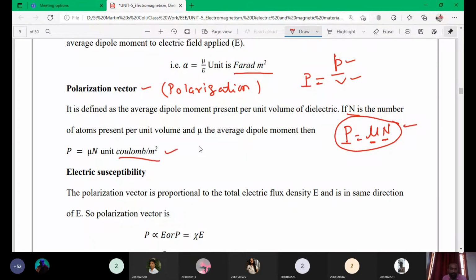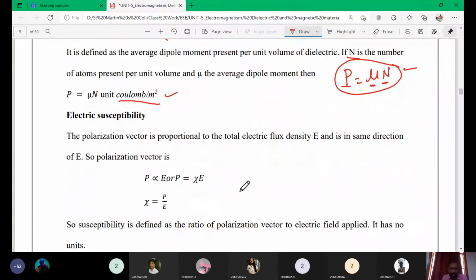Next one, electric susceptibility. Like we discussed earlier, dipole moment is proportional to electric field. From there you have written alpha is equal to p by E. This is the proportionality constant, and this alpha is the polarizability.